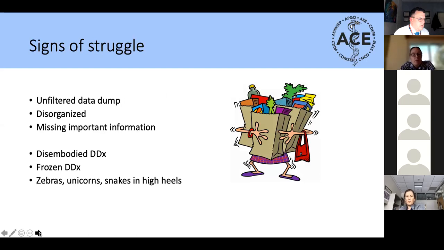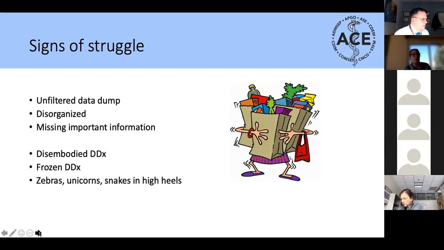Signs of struggle. There are many, but these are some that you will see in students who are needing additional help mastering the clerkship level tasks. The data that's coming in is unfiltered, disorganized, or incomplete, or you're looking at a differential diagnosis that applies to the problem but not to the individual patient. So this is the theoretical textbook differential, but it doesn't fit at all with the patient's findings.